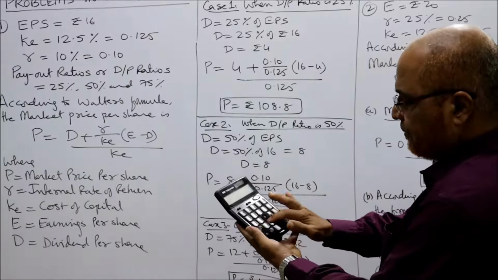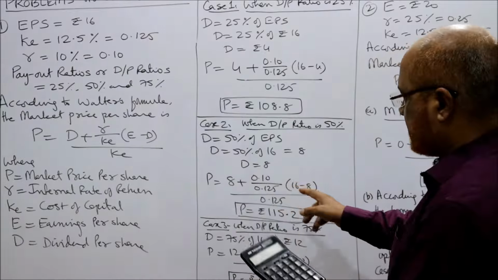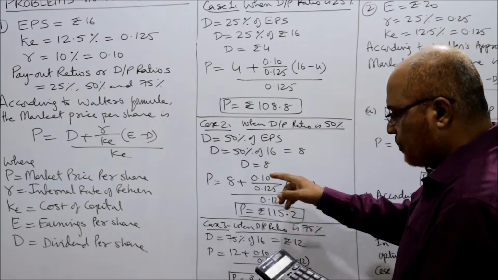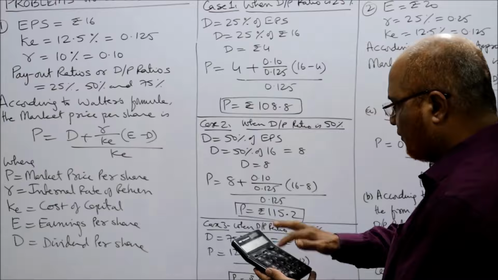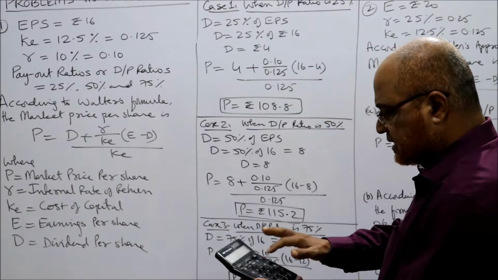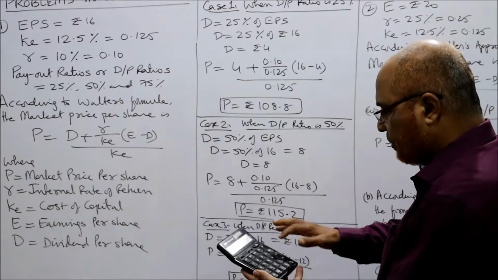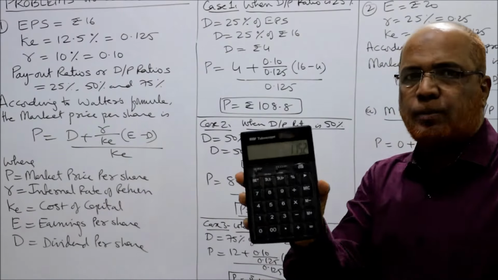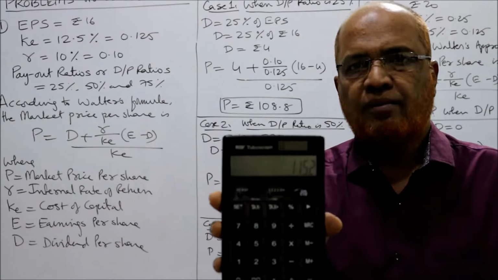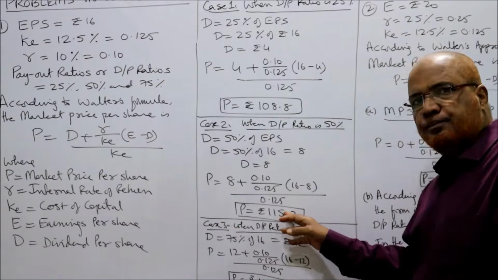16 minus 8 ये ब्रैकेट में कर दिए into 0.1 divided by 0.125 plus 8 is equal to आ गया divided by 0.125. ये कर दिया 115.2. We got the answer 115.2.